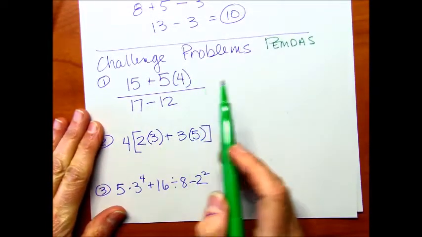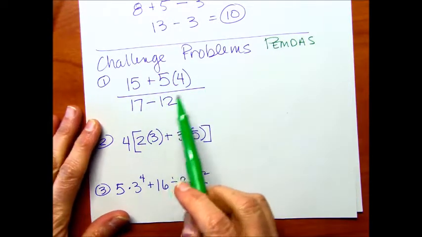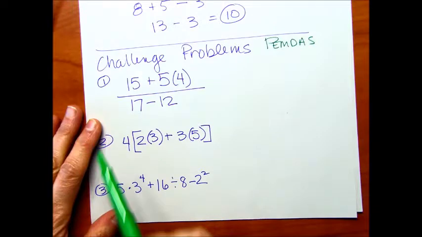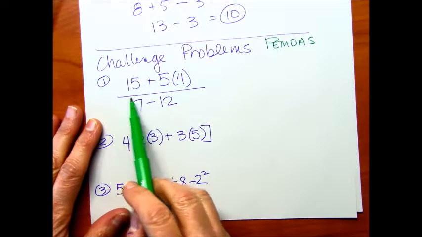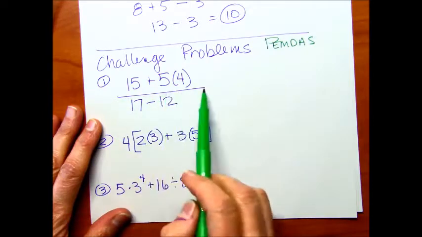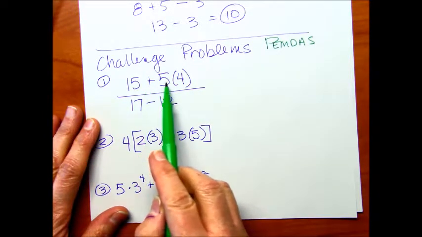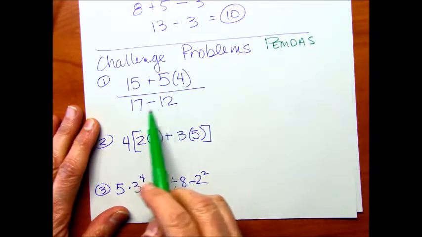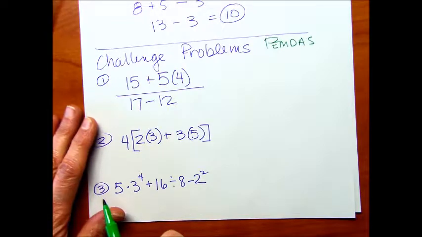Number one, well, there's a lot going on here. Let's identify the different operations. We've got this line going through, that tells me that's a division problem. We also have addition, this is multiplication, and this is subtraction. So 4 different operations occurring here.